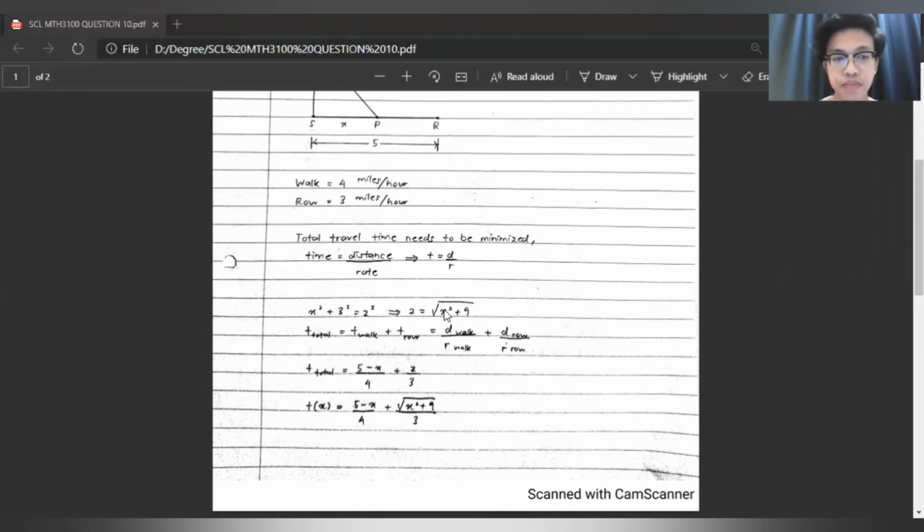So we know that total time is equal to T walk plus T row, which is D walk over R walk plus D row over R row. Then we just put the values into the equation, and we get T is equal to (5 minus x) over 4 plus the square root of x squared plus 9 over 3.